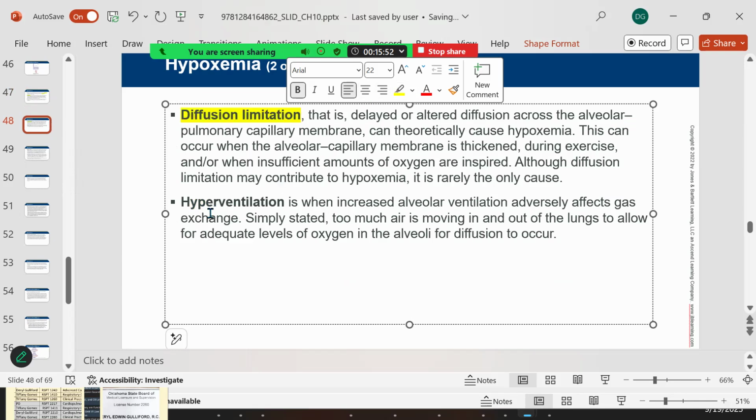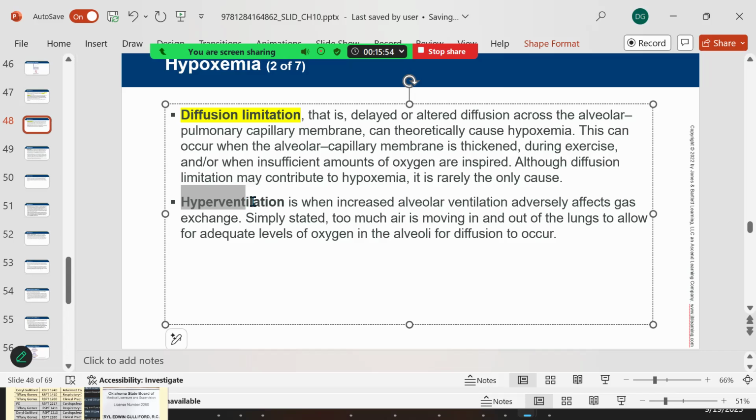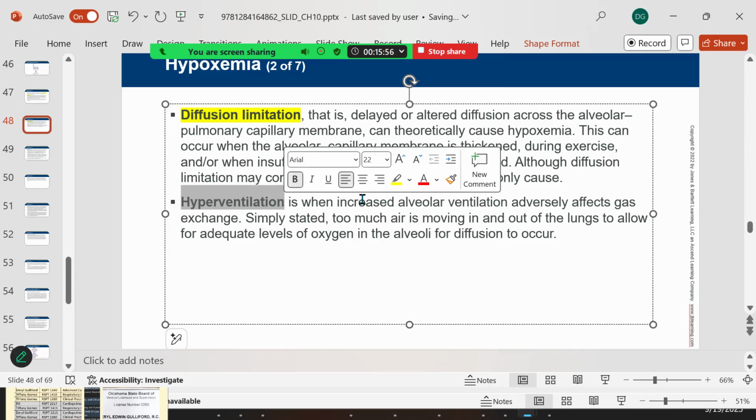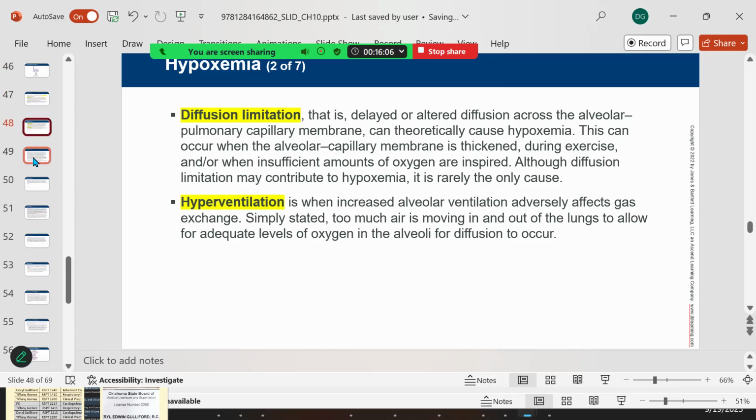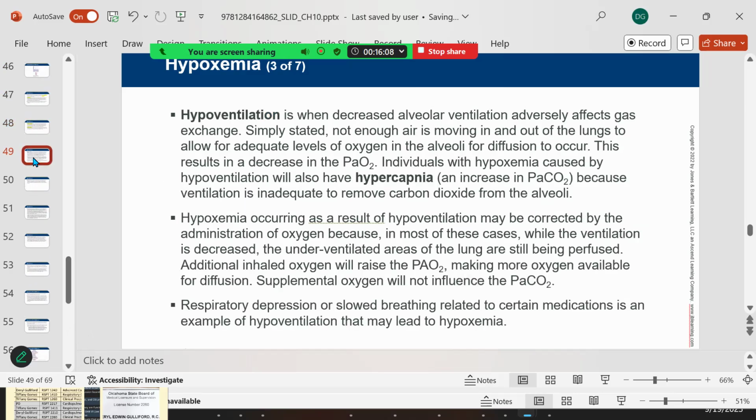Hyperventilation, increased ventilation, often caused by a low oxygen level. Your body's trying to get more ventilation so that it can get more oxygen, and that results in hyperventilation. So on your boards, if you see a question where the patient is hyperventilating, check their oxygen level because they may be stimulated to do that. Hypoventilation will also have hypercapnia.